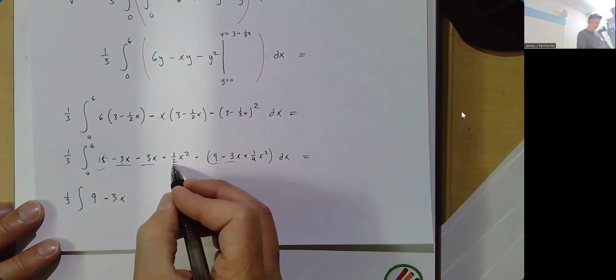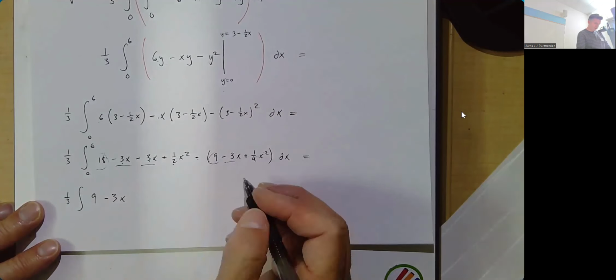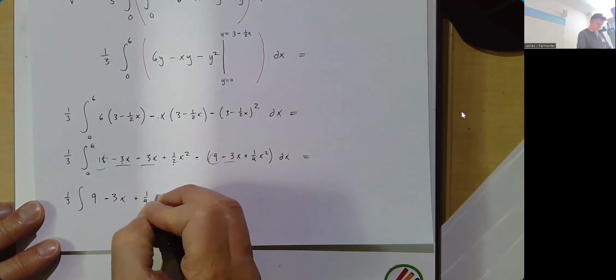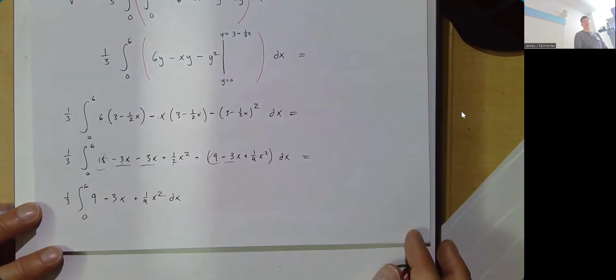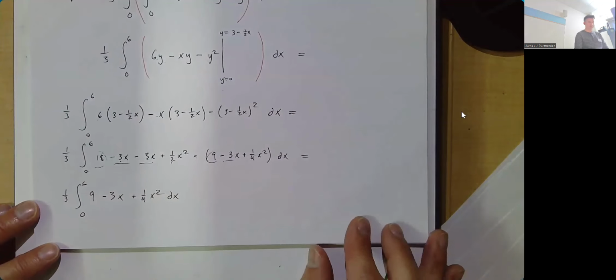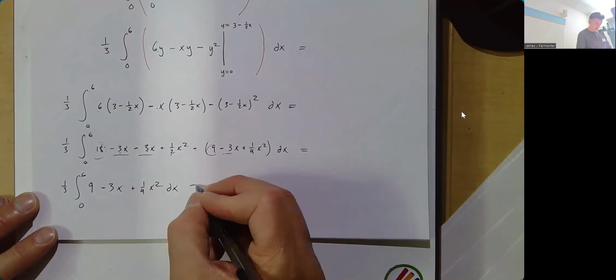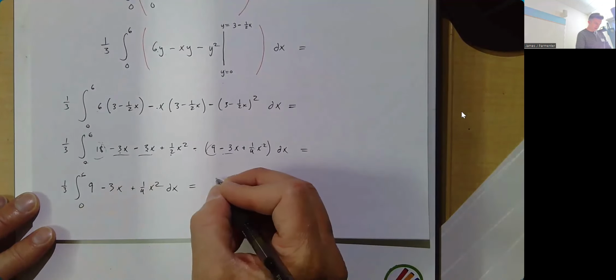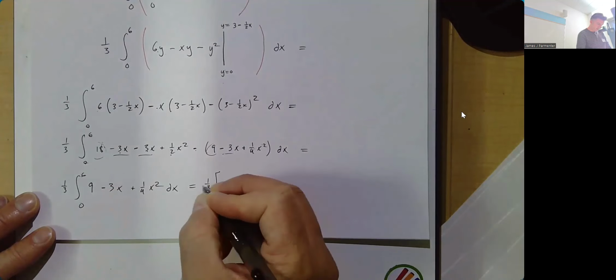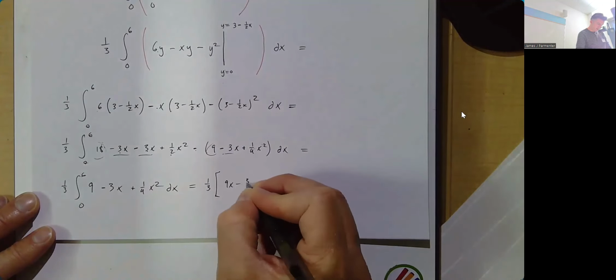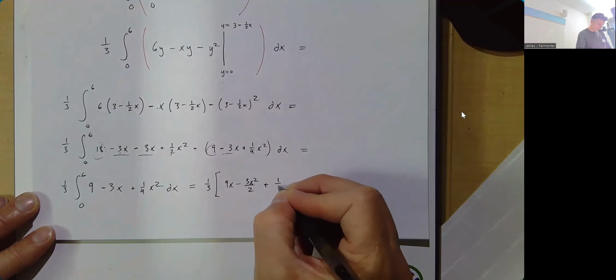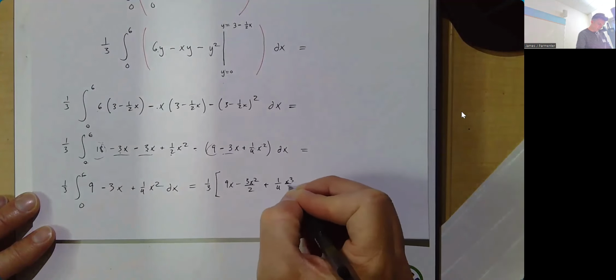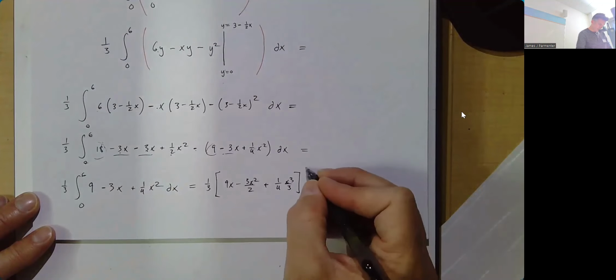And finally, 1/2 x squared minus 1/4 x squared is 1/4 x squared, from x equals 0 to x equals 6. Kind of gross, but not that bad. Finally, we anti-differentiate again. We get 1/3 times the integral of all this, which is 9x minus 3x squared over 2 plus 1/4 x cubed over 3 from 0 to 6.